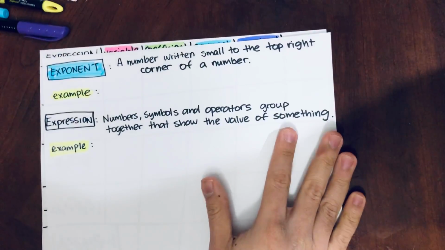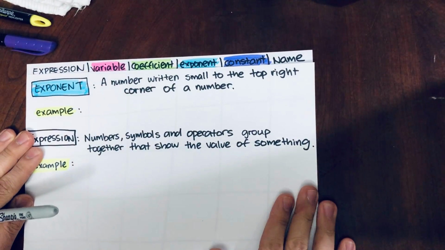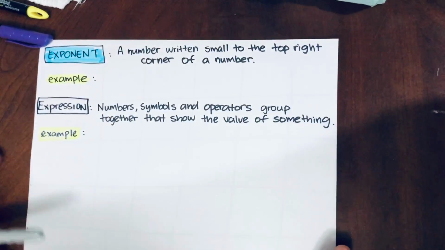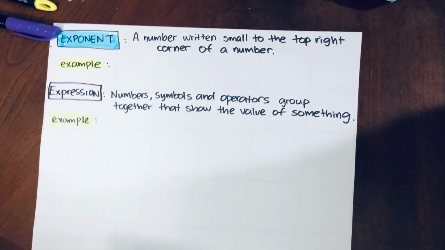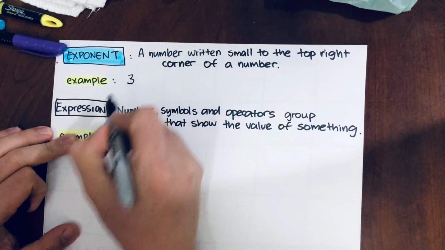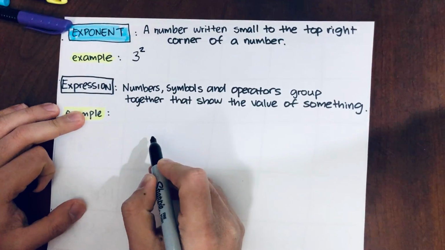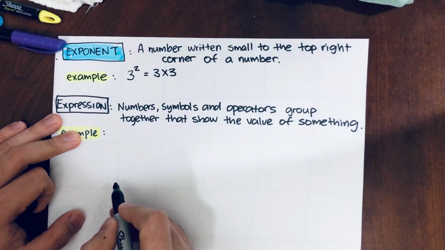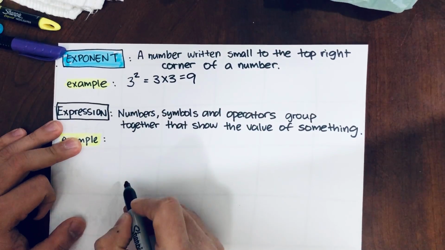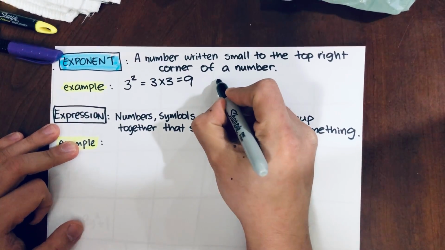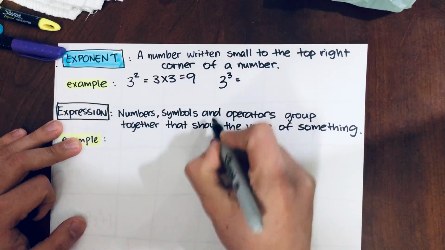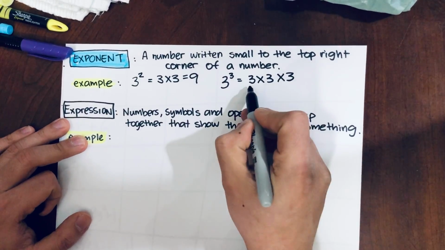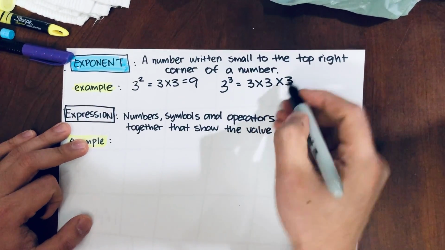The next one, an exponent. An exponent is a number written small to the top right corner of a number. So an example would be this: 3 to the power of 2. And what does this mean? This means 3 times 3, which is 9. The next one, what if I give you an example that is 3 to the power of 3? It is actually 3 times 3 times 3. We know that 3 times 3 is 9, so what's 9 times 3? 27.